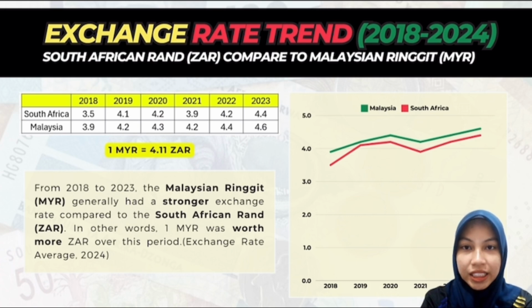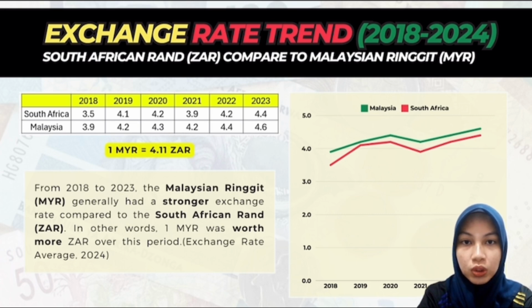Next is for Malaysia. In 2018, the year began with the ringgit around 3.9 Malaysian ringgit and fluctuated close to this level through the year. Then in 2019, the ringgit remained relatively stable, trading at 4.2 Malaysian ringgit, showing resilience despite global trade tension. Next in 2020, the pandemic caused significant volatility, with the ringgit weakening to around 4.3 Malaysian ringgit before gradually recovering toward the end of the year.